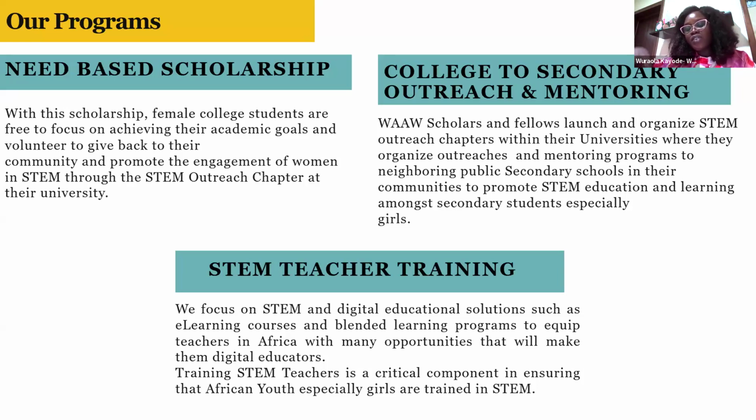So we encourage them to identify schools within their perimeter, so that they can go to that school and reach young girls there. So it's like a cycle, right? We are pouring into them, they are pouring into the next set of young girls who are also coming up. And the overall goal for us is to ensure that girls in science classes don't just stop after SS3. They need to see the opportunities in STEM related roles and career opportunities. That's what the College to Secondary Outreach caters to.